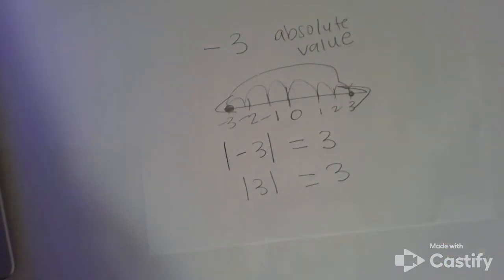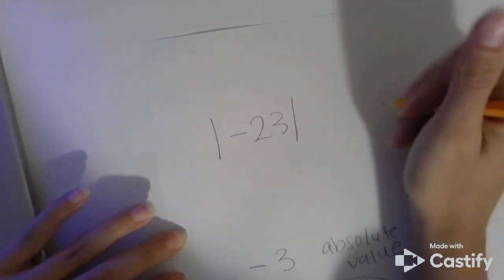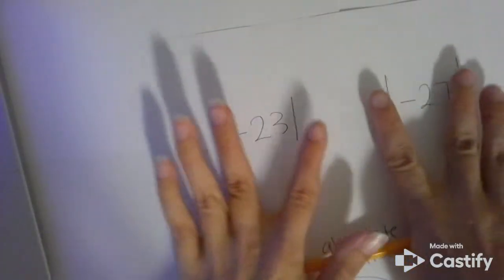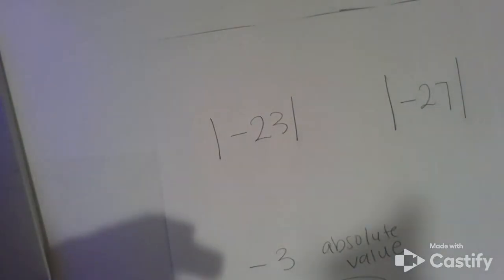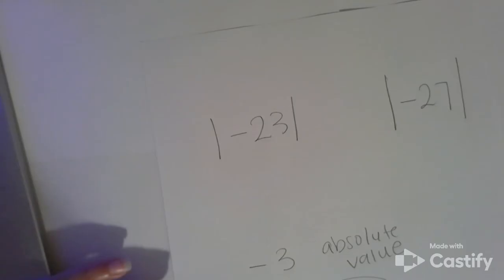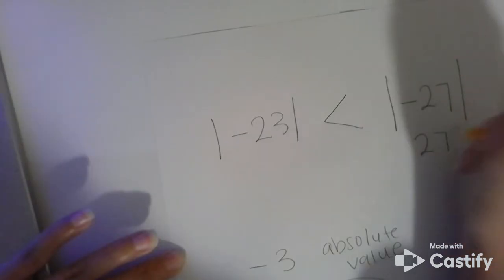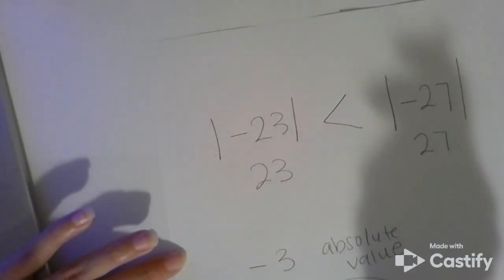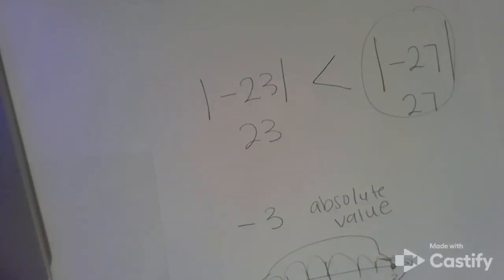We can compare absolute values of numbers. So if I was comparing the absolute value of -23 and the absolute value of -27, well, if I took the absolute values off, -27 is smaller. But with the absolute values, -27 is further from 0 than -23 is. So the absolute value of -27 is 27, and the absolute value of -23 is 23. 27 is further away, making the absolute value bigger than the absolute value of -23.